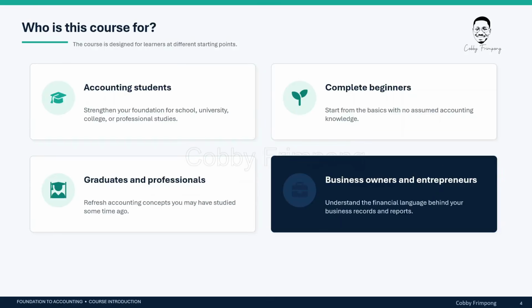Who is this course for? This course is designed for accounting students, complete beginners, graduates and professionals who want a refresher, and business owners or entrepreneurs. Students can strengthen their foundation. Beginners can start from the basics. Graduates can rebuild their understanding. Business owners can understand the financial language behind their records and reports.